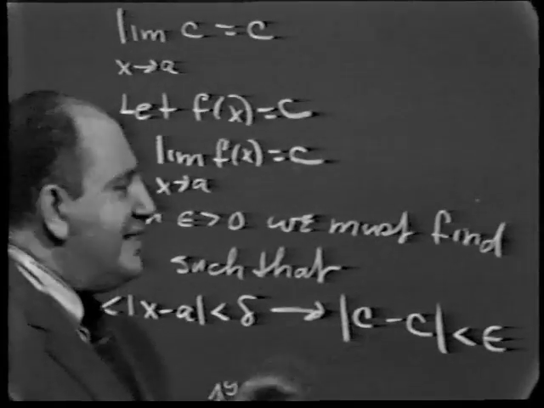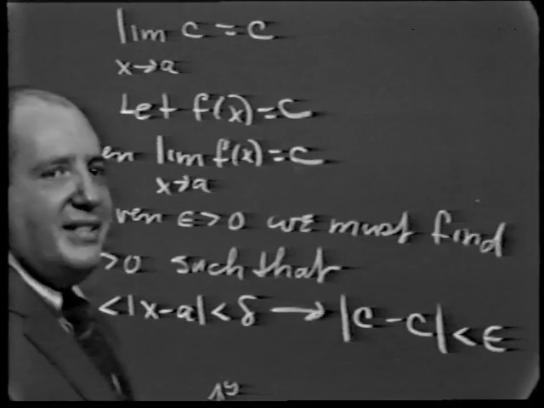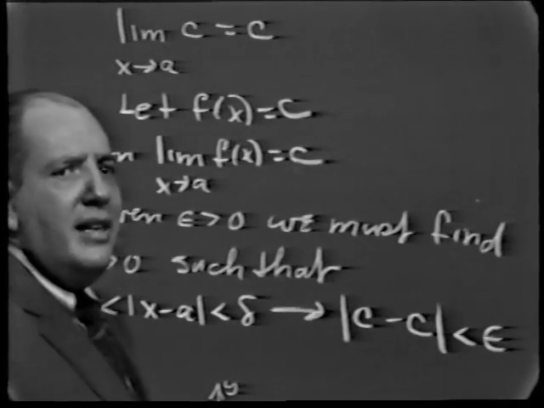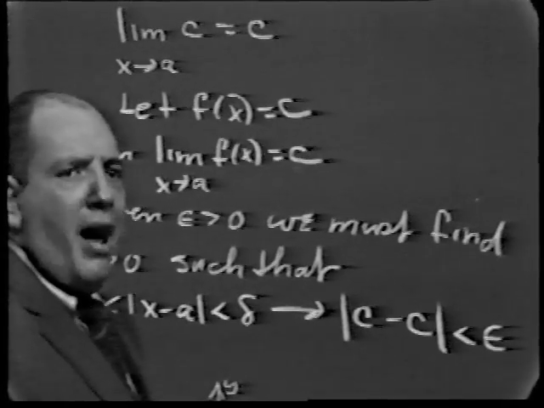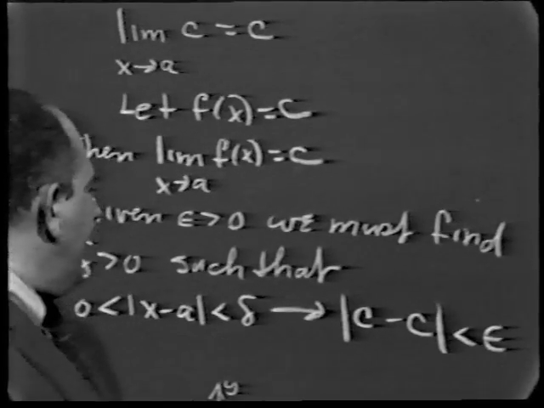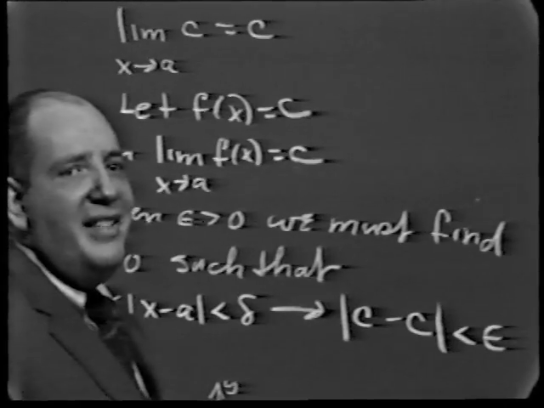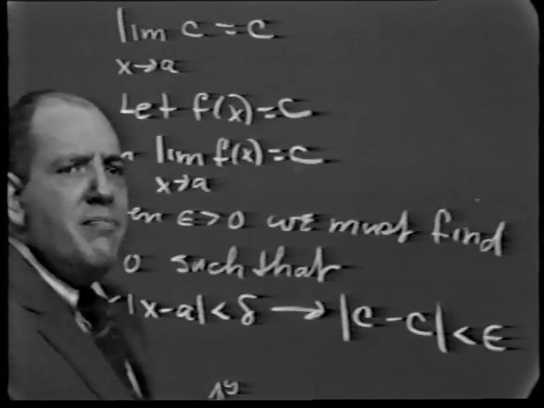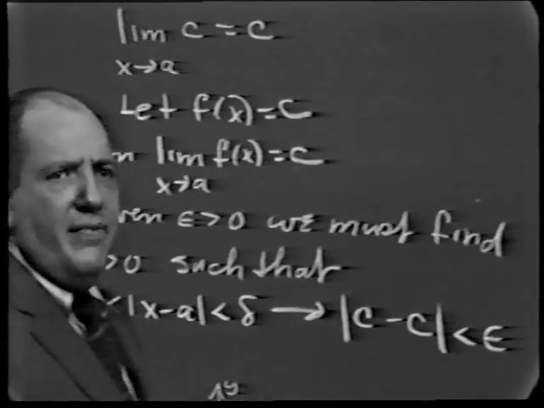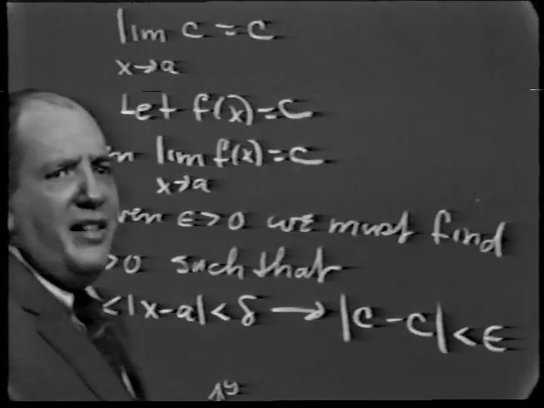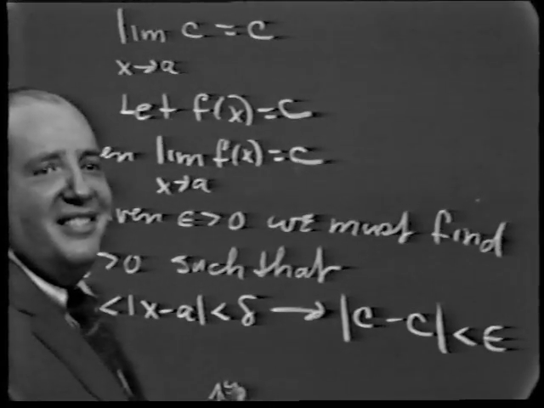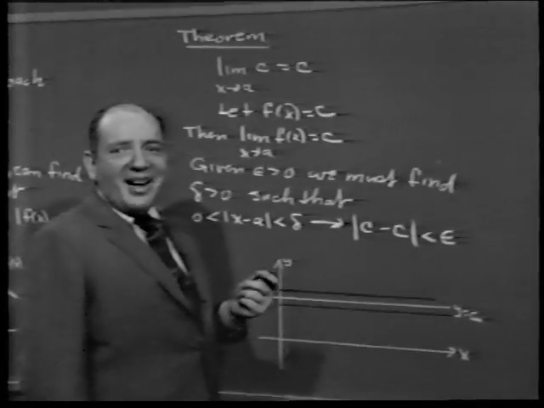And lo and behold, we find that this is a rather simple procedure. Because what is c minus c? c minus c is 0. And automatically, that will be smaller than any positive epsilon. In other words, what this says is, even your worst enemy can't give you a tough time with this problem. Namely, no matter what epsilon he prescribes, no matter how sensitive, you say, well, for delta, I'll pick anything. And it works. And why does that work?